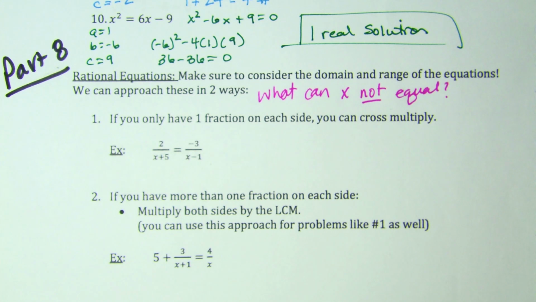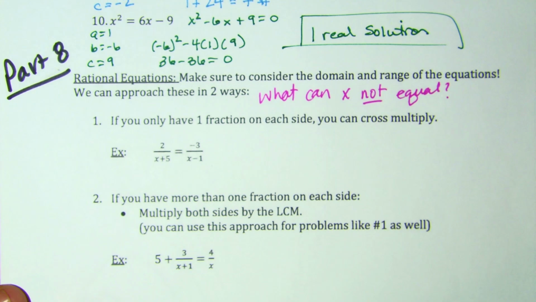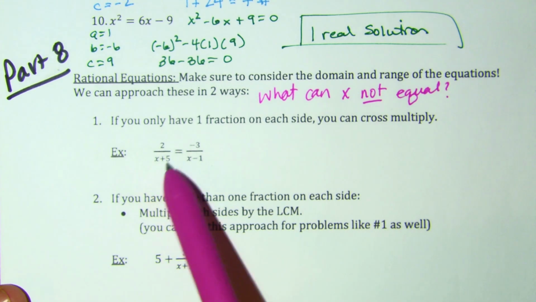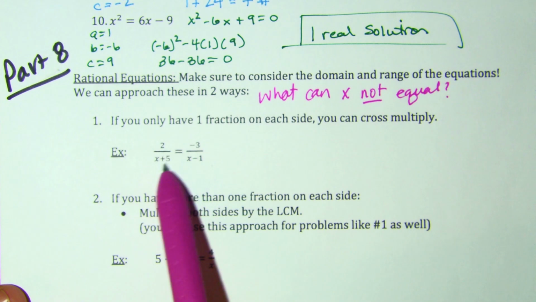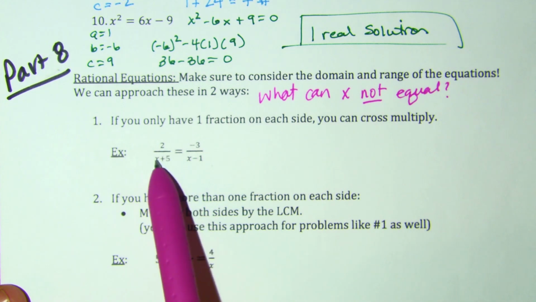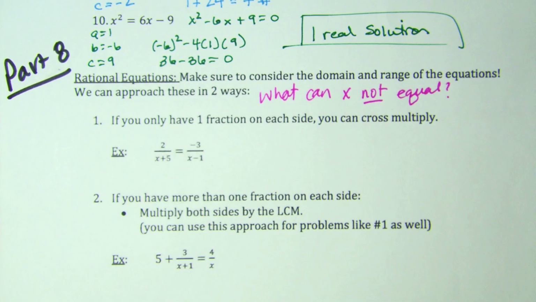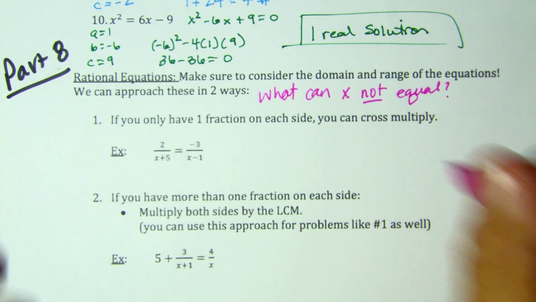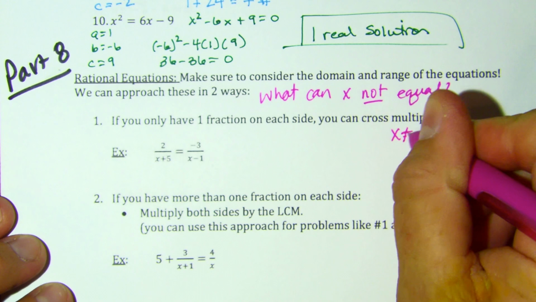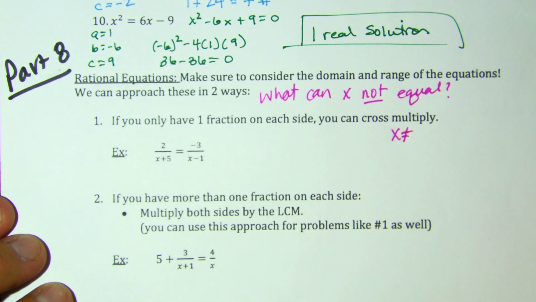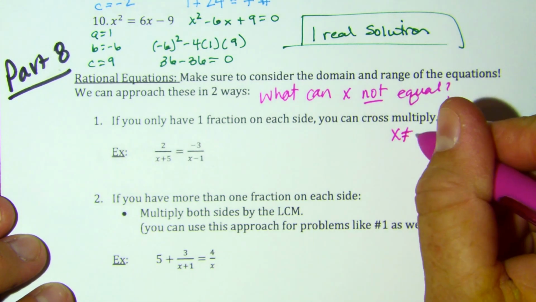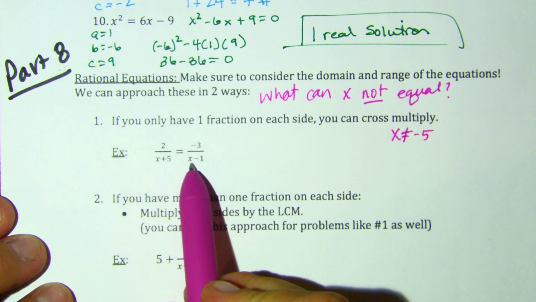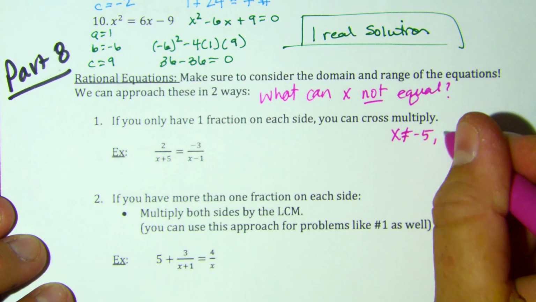And so in this case, we can't ever divide by 0. When we have a variable in the denominator, that gives us a restriction on our variables. So in this first example here, I have x plus 5. Well, the x value that would make this denominator 0 would be negative 5. Negative 5 plus 5 would be 0. And so we know that x cannot equal, that's what this equal sign with a line through it means, negative 5. And it can also not equal 1, because 1 minus 1 would be 0.